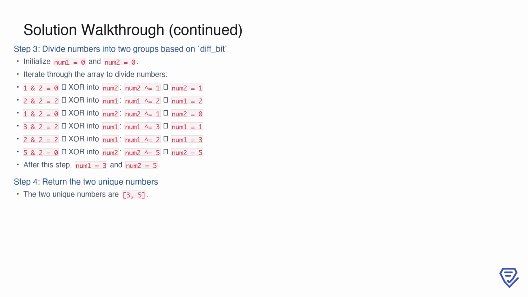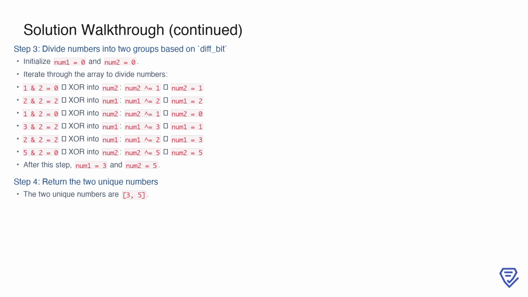Now that we have the diff_bit, we can use it to divide the numbers in the array into two groups. These groups are determined by whether a number has the diff_bit set or not. We initialize num1 and num2 to 0. As we iterate through the array, we use the condition num & diff_bit to decide which group a number belongs to. If the condition is true, we XOR the number into num1. Otherwise, we XOR it into num2.